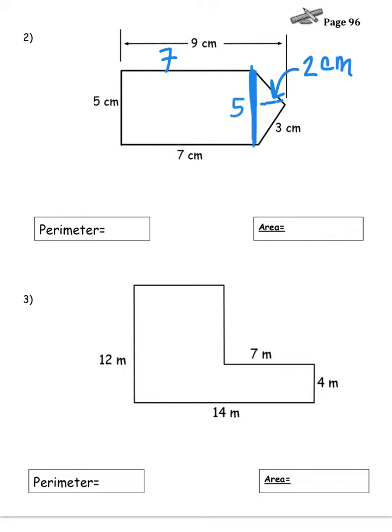So you'll have to add up all these sides, so 5 plus 7 plus 3. And if this piece right here is 3, we'll assume this is an isosceles triangle and make this 3 also, plus 7. So 5 plus 7 plus 3 plus 3 plus 7. And make sure that you have all 5 sides. 1, 2, 3, 4, 5.